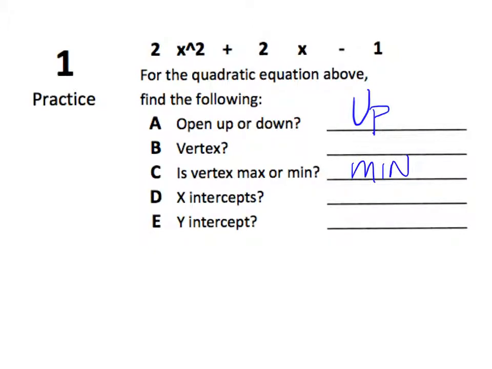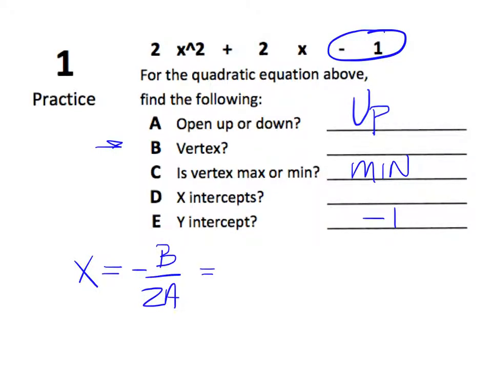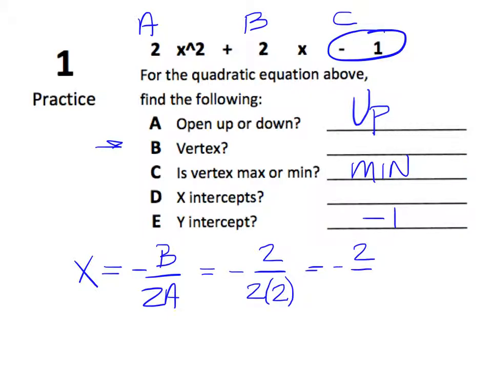And the Y-intercept is simply a matter of looking at the last number, -1. There should be 3 automatic answers on there. For the vertex, you have to first find the x value, which is -b over 2a. Remember that a is 2, b is 2, and c is -1. So that would be a -2 over 2 times 2. That's a -2 over 4, which is a -0.5.